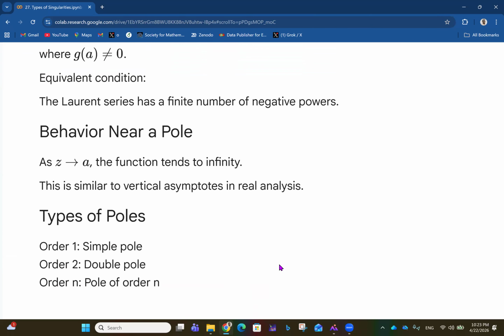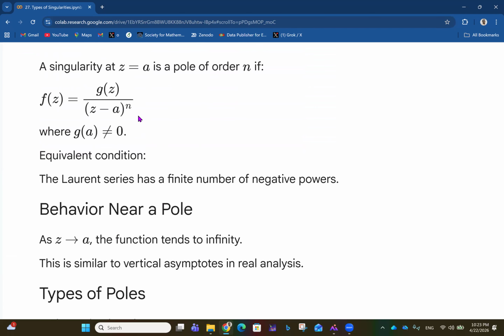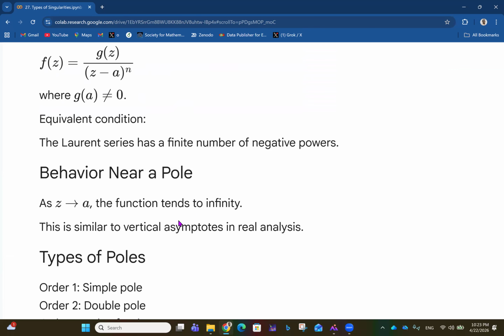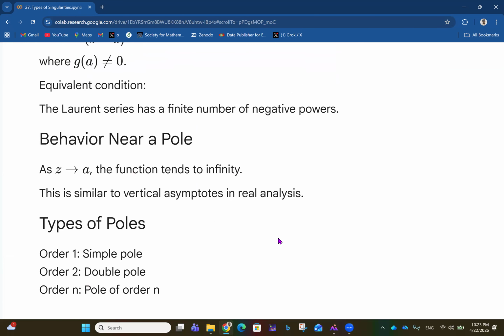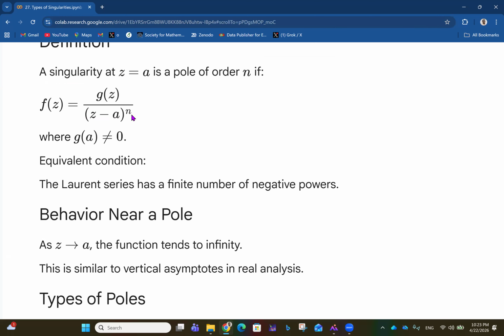Let's see what that looks like. The behavior near a pole is that as z approaches a, the function tends to infinity. As z approaches a, the denominator is going to be like 0, and everything divided by 0 is going to be undefined. This is similar to vertical asymptotes in real analysis. Talking about types of poles, we have order 1, which is a simple pole, order 2, a double pole, order 3, a triple pole, and order n, a pole of order n. So the power you have here determines the order of the pole at z equals a.